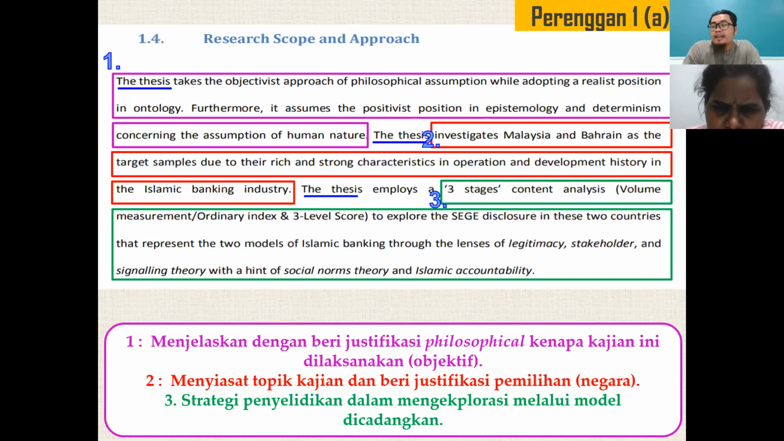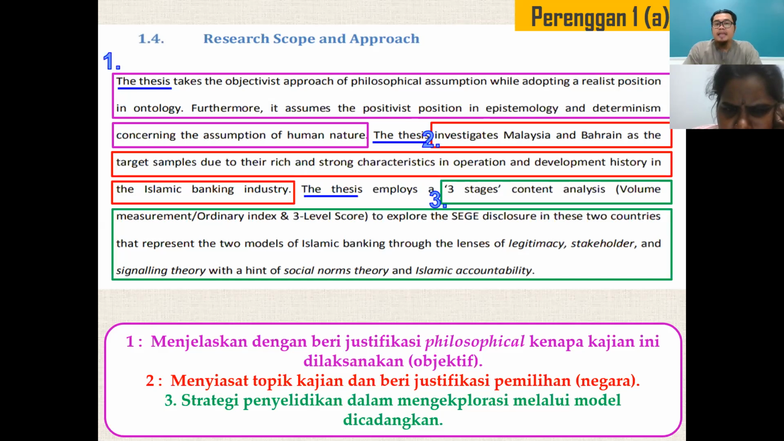Okay, this we call the justification, or delimitation. They highlight that this research scope only covers Malaysia and Bahrain, and then they give the reason: investigating Malaysia and Bahrain as the target sample due to the rich and strong characteristics in operation and development history in the Islamic banking industry. That is the justification they give.